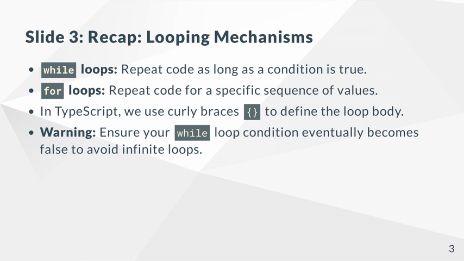Just to recap from last time, we have two primary ways to control repetition: while loops and for loops. A while loop repeats code as long as a specific condition holds true, whereas a for loop repeats code for a defined sequence of values. Remember that in TypeScript, we use curly braces to define the body of these loops. Always ensure your while loop has a way to eventually become false, or you'll end up with a classic infinite loop.